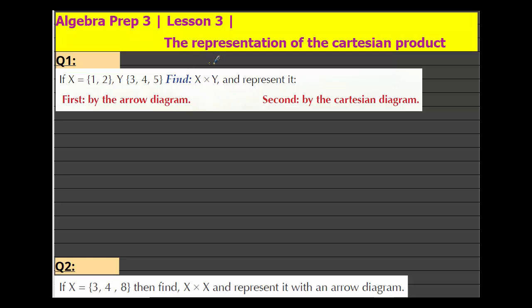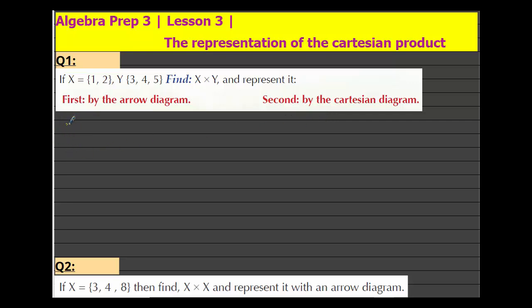Lesson 3. The representation of the Cartesian product. Question 1. If x equals {1, 2} and y equals {3, 4, 5}, find the Cartesian product of the two sets x and y and represent it first by the arrow diagram, second by the Cartesian diagram.